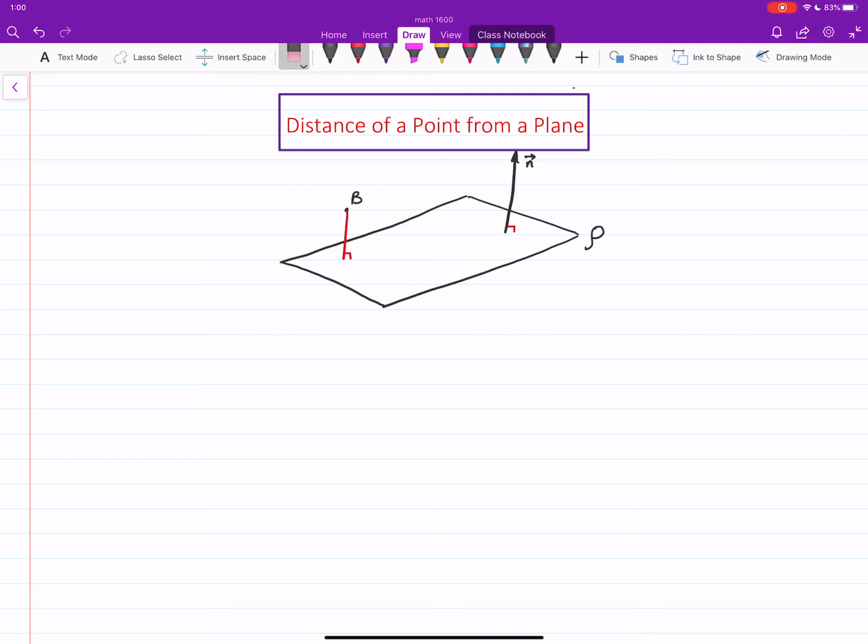Now to find the length of this line segment here, the trick we use is very nice: we pick any point A on the plane and then find the vector AB. Now if I project that vector AB on the normal vector, I'll get a vector whose length is exactly the distance of B from the plane.